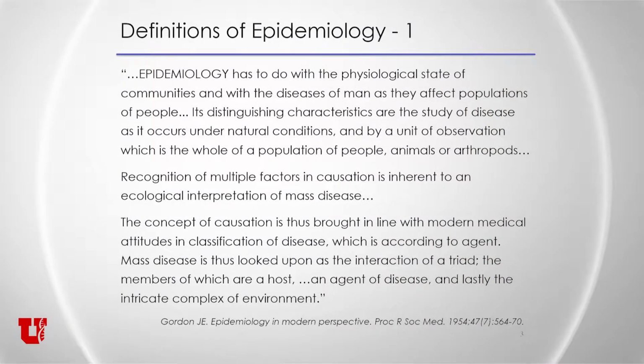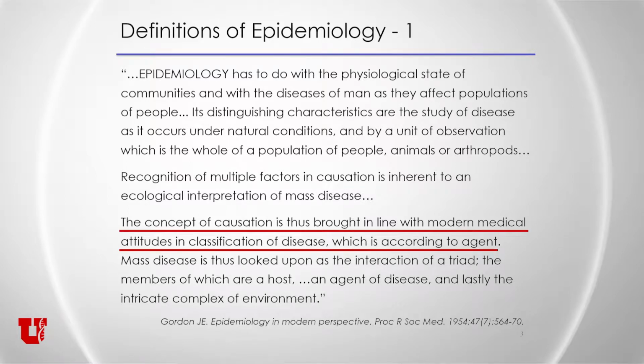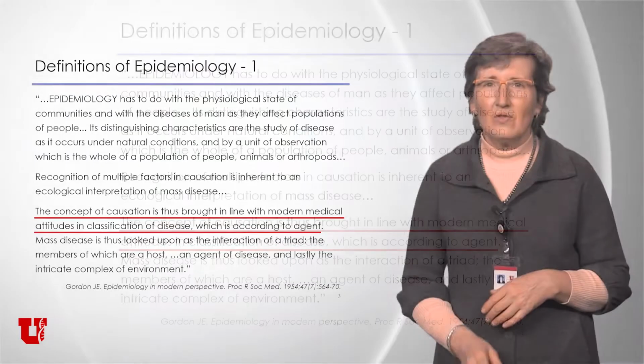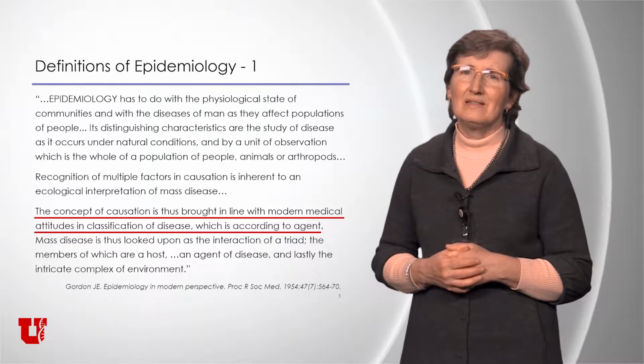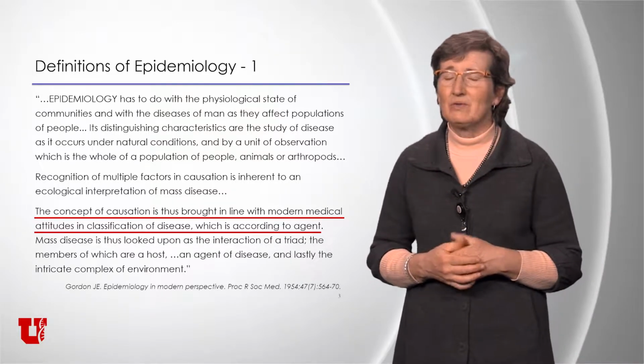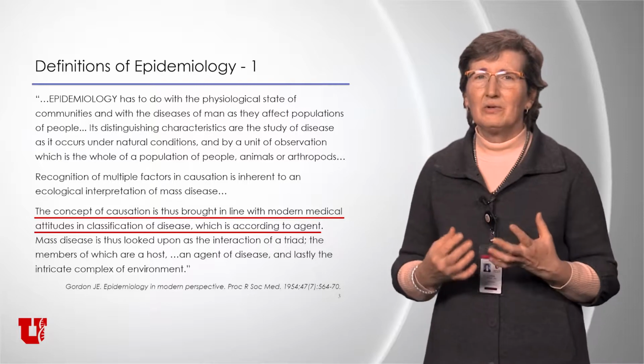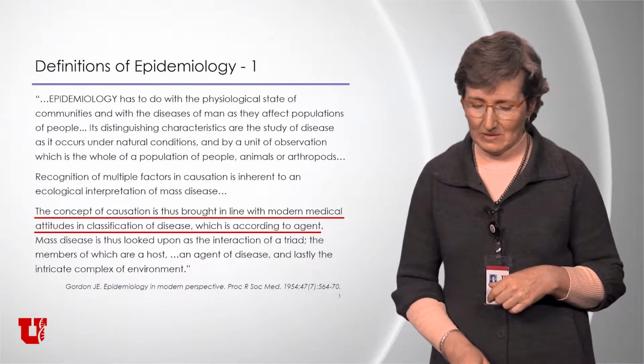Okay, next paragraph starts, recognition of multiple factors in causation is inherent to an ecological interpretation of mass disease. So this idea of multiple factors is absolutely critical in thinking about epidemiology and how we approach epidemiology. Okay, so then towards the bottom of the same slide, the concept of causation is thus brought into line with modern medical attitudes and classification of disease, which is according to agent. So this concept of classification of disease becomes really important in epidemiology because what are you measuring? What are you studying? How do you classify and organize your thoughts about the disease that you're studying?